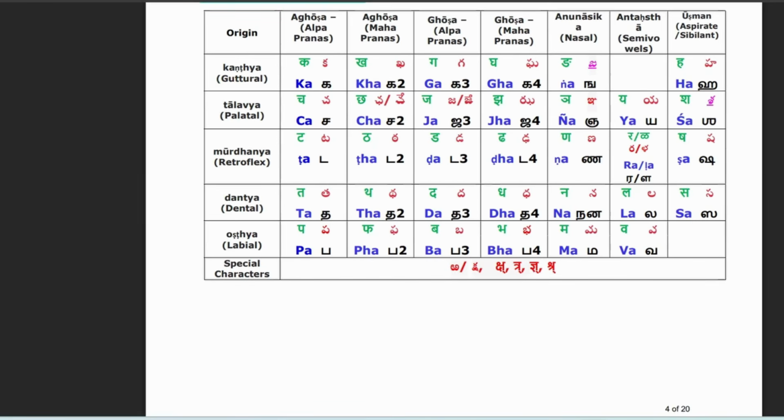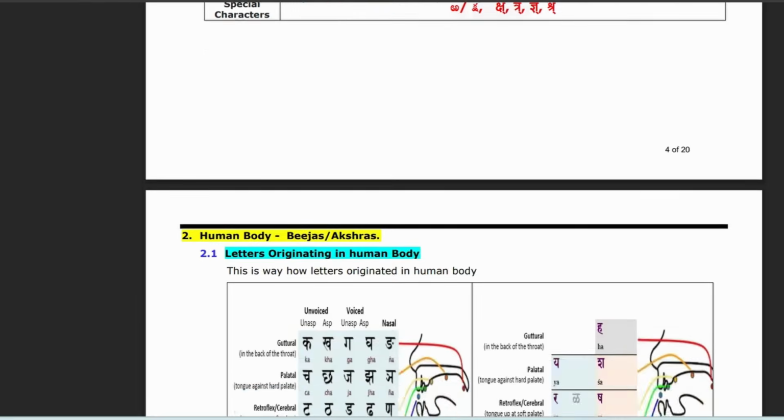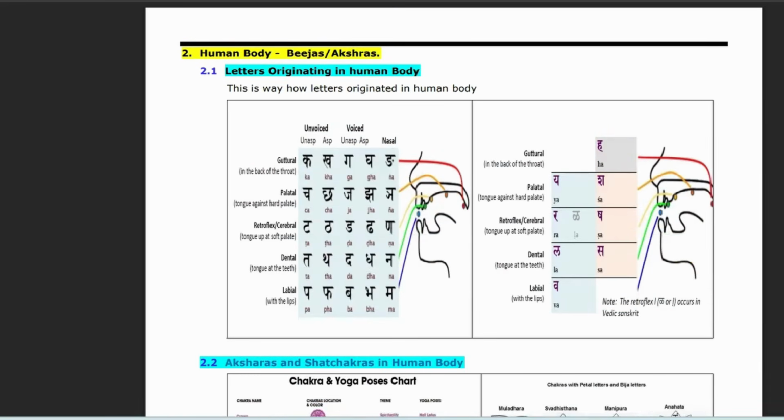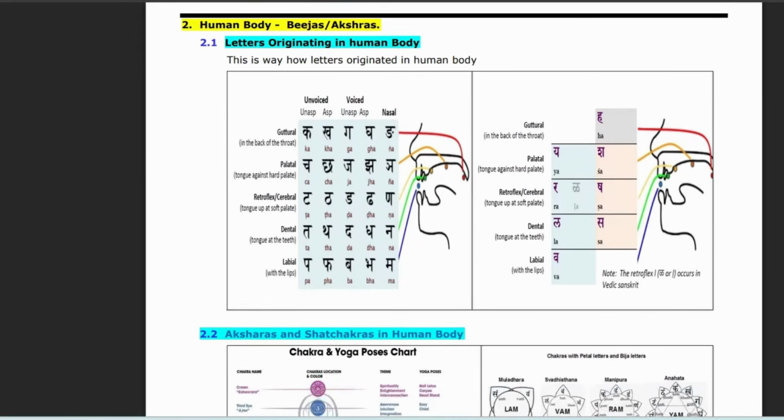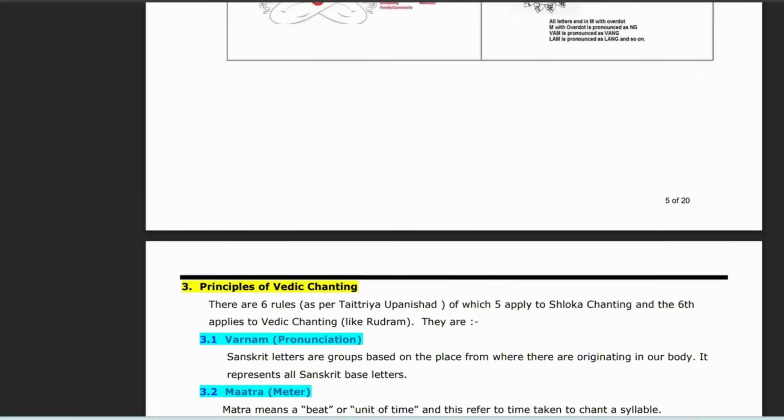I won't go through the next section, where, if you look at this picture, the letters originate when you are pronouncing them. I'm not going to go through these in detail because you can look at the picture and see where they are supposed to originate from and why they are called guttural, palatal, and so on. So you can go through this section by yourself. Section three is what is most important. It's the principles of Vedic chanting.